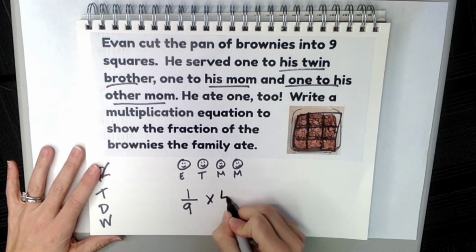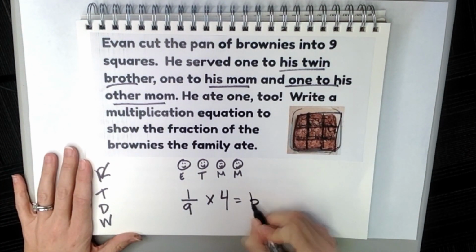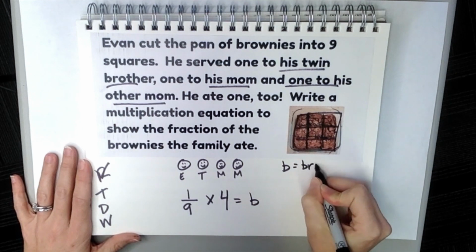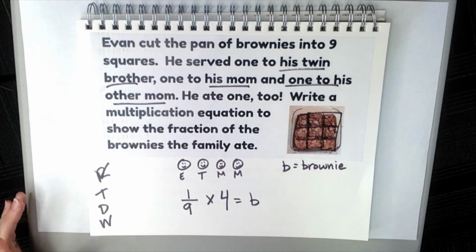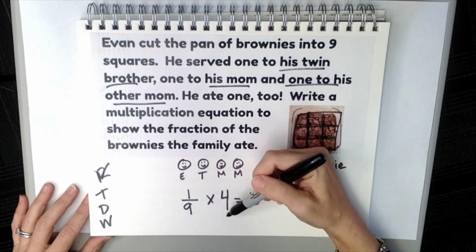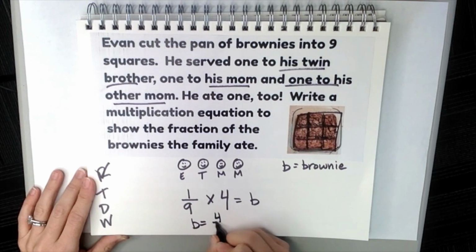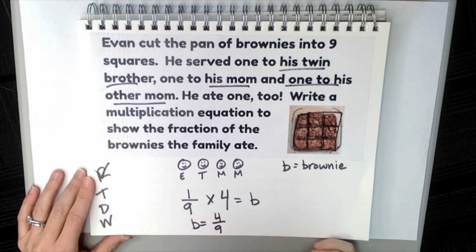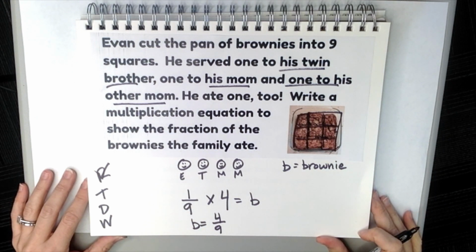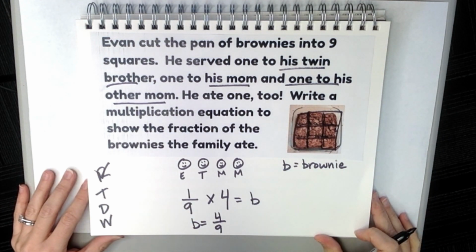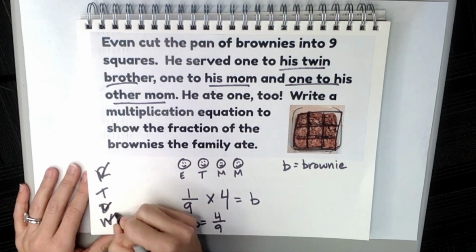We're gonna use that symbol. So 1/9 times 4 equals, and let's just put a B for brownie. B equals brownie. Use a letter there to show our equation. So we remember we multiply the numerator times the whole number, and we get B equals 4/9. They ate 4/9 of it. Can you figure out how many brownies they have left? What fraction of the brownies they have left? Bonus challenge. Let's write a sentence.